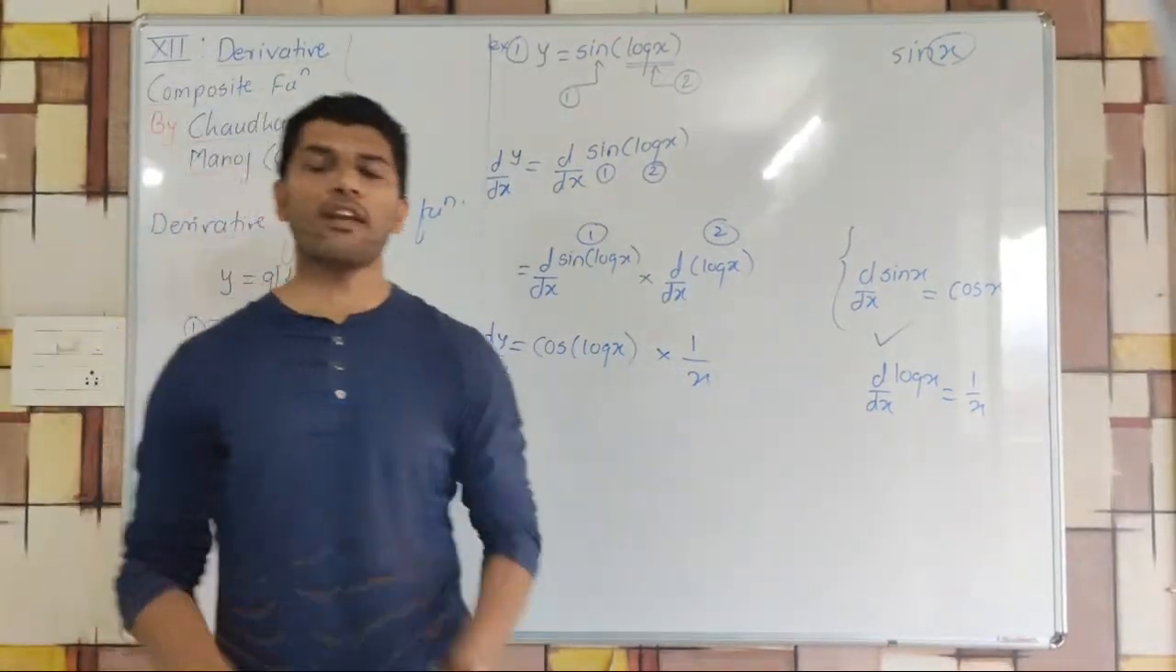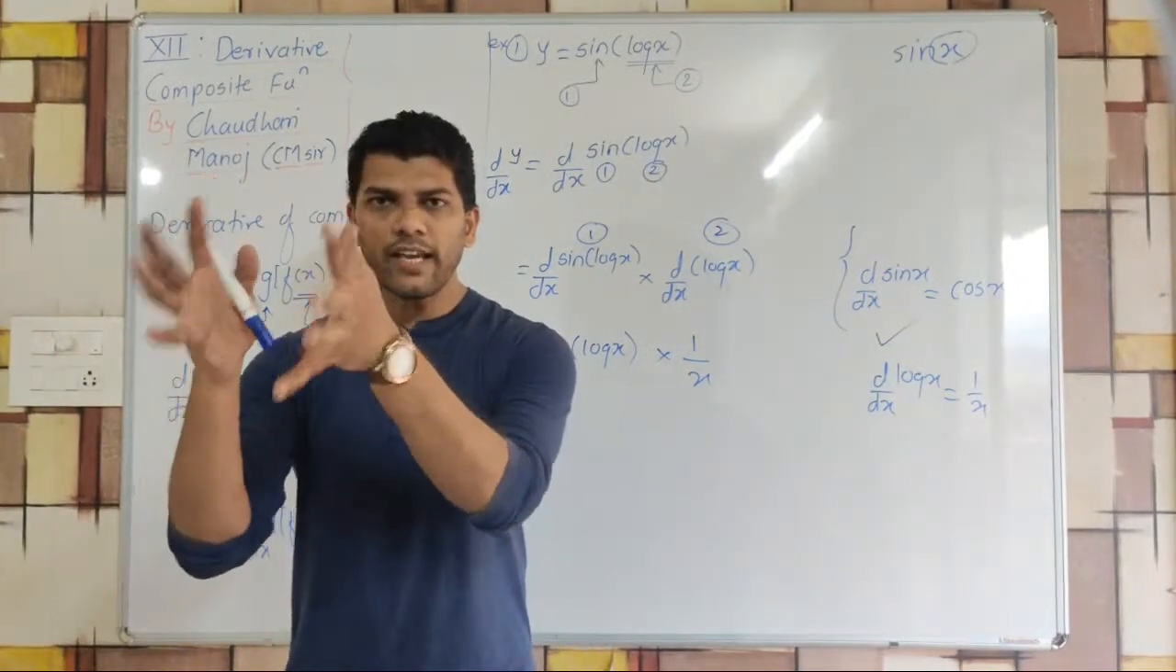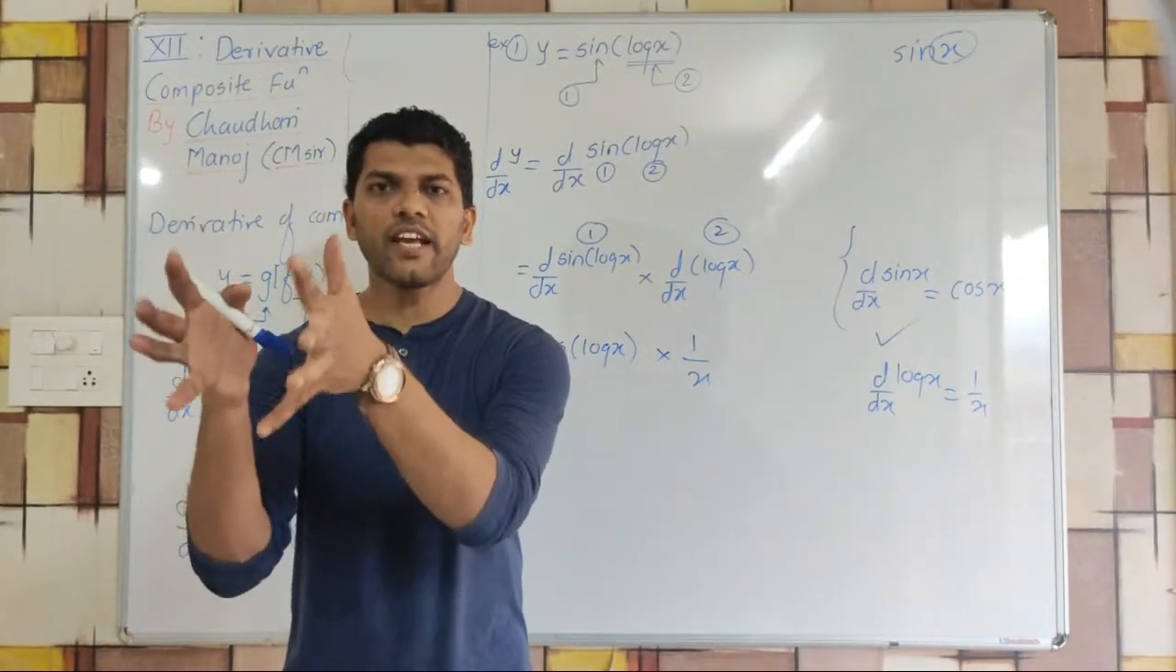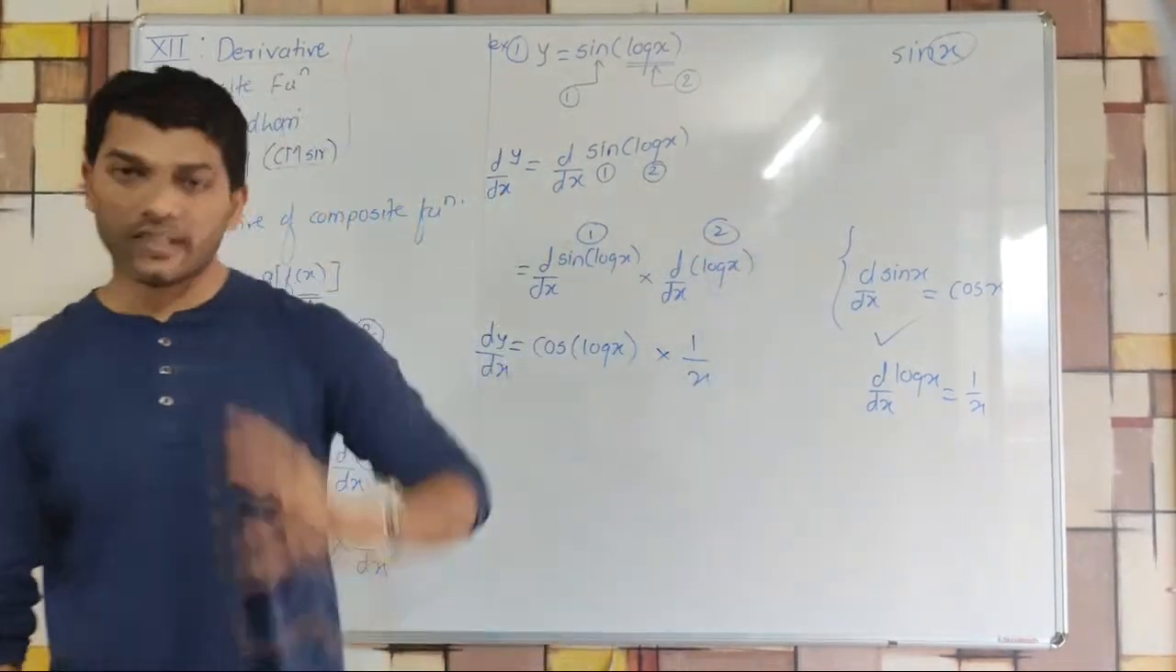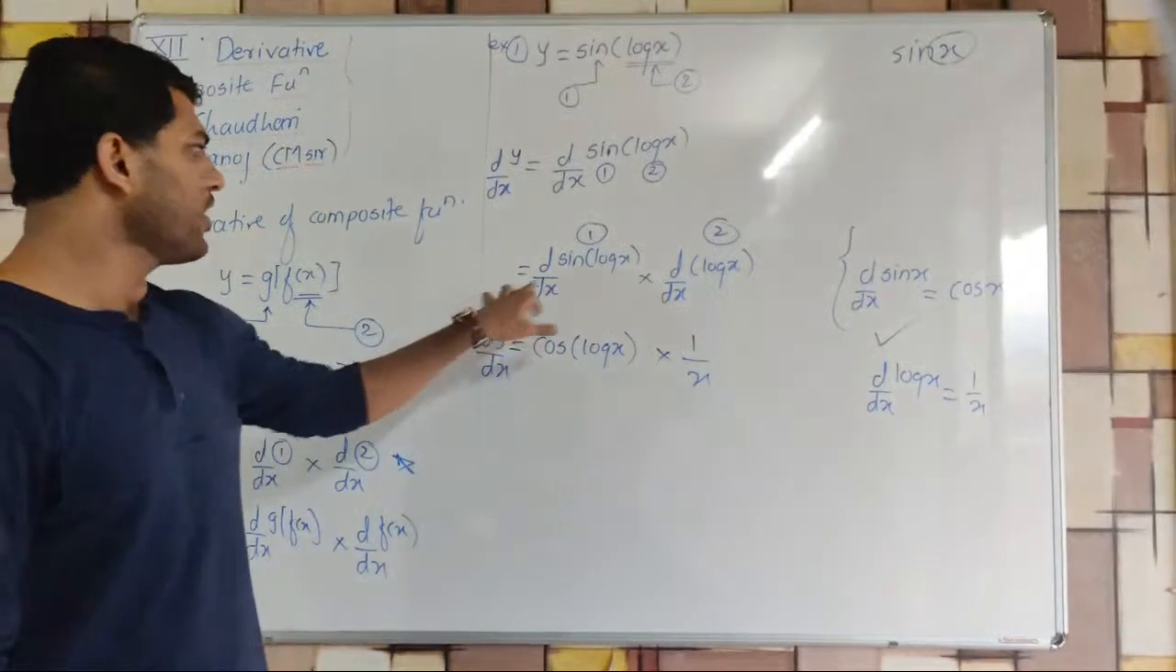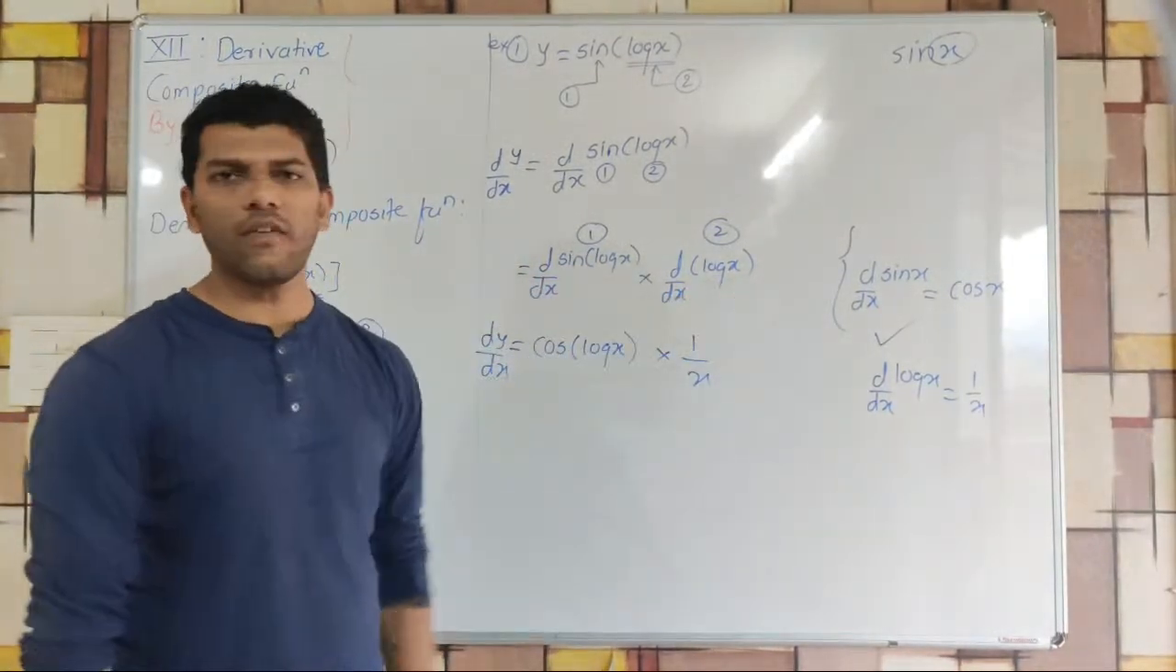So what you have to remember in a composite function is, while taking the derivative, always take the derivative of the first part into the derivative of the second part. This is the way that you have to tackle it.